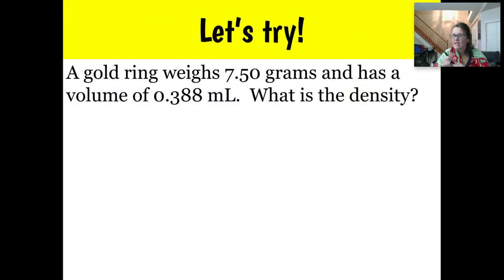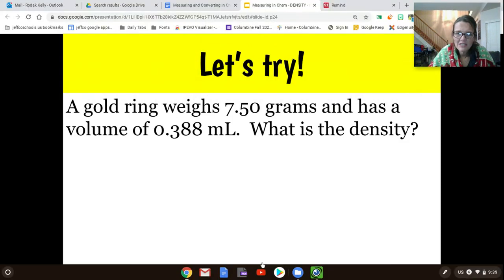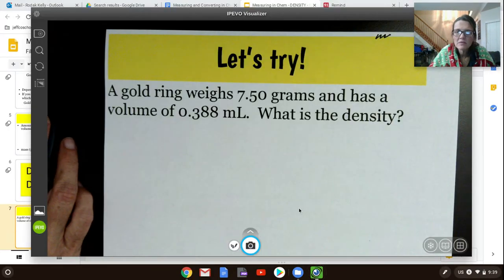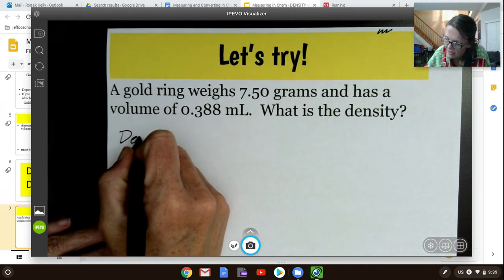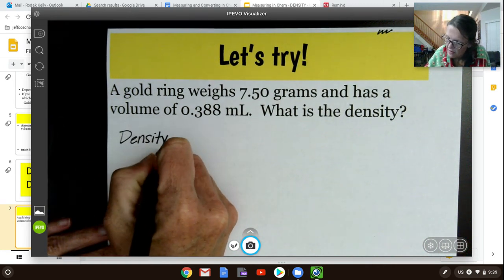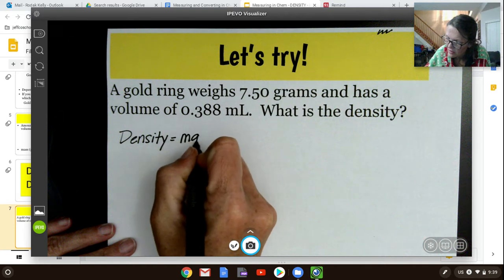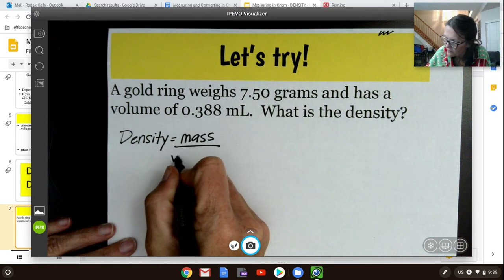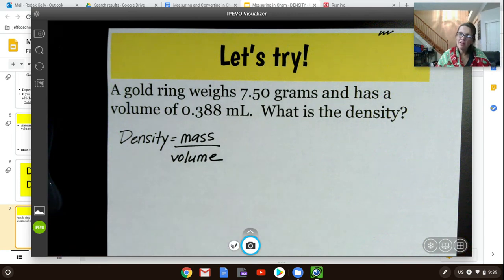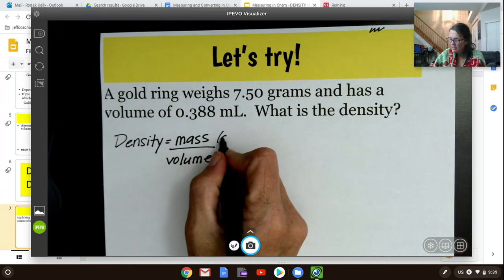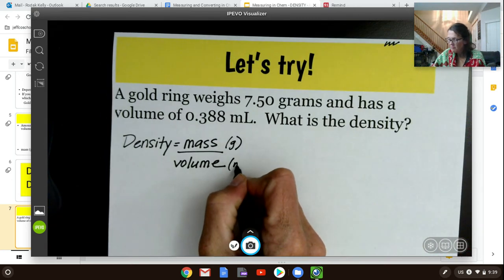So let's try this out. Again, I'm going to switch over here to my document camera. I'm going to write the equation out one more time, that density is equal to mass over volume. Now, I'm betting that most of you probably already know that without even having to write it down, but just in case you don't know it for sure, make sure you get it written down. And of course, mass is going to be grams and volume is going to be milliliters in the case of this problem.